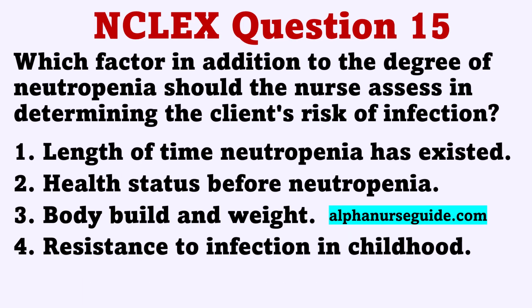Which factor, in addition to the degree of neutropenia, should the nurse assess in determining the client's risk of infection? 1. Length of time neutropenia has existed. 2. Health status before neutropenia. 3. Body build and weight. 4. Resistance to infection in childhood.